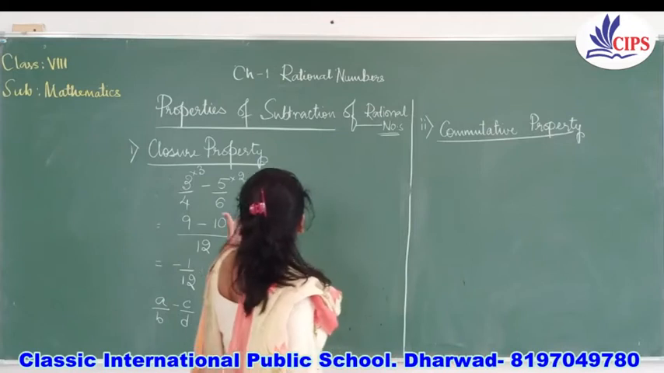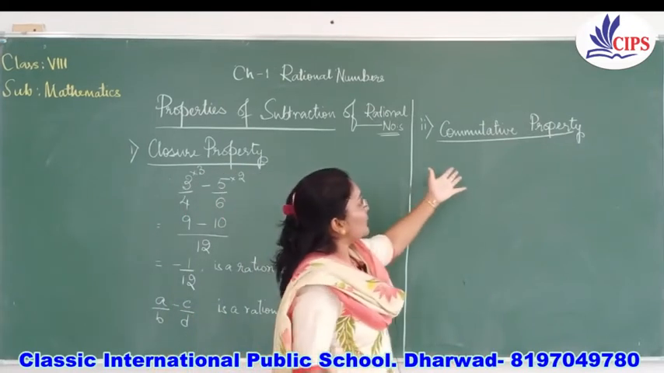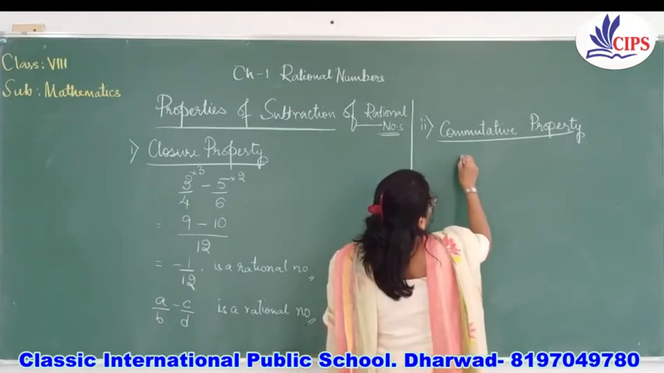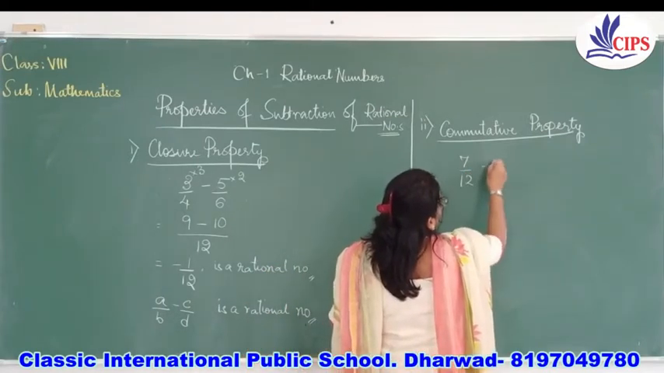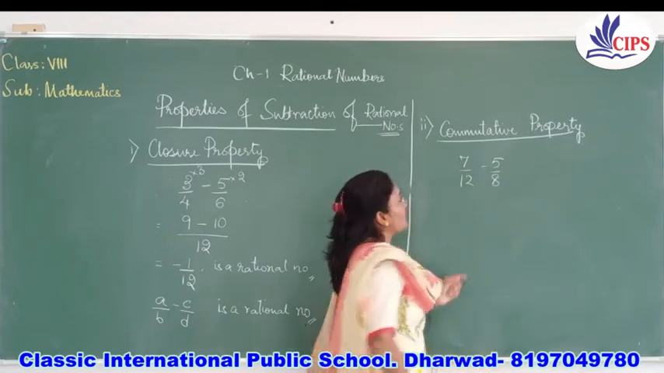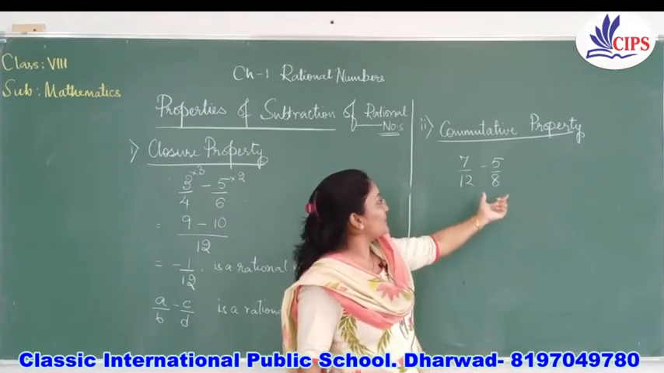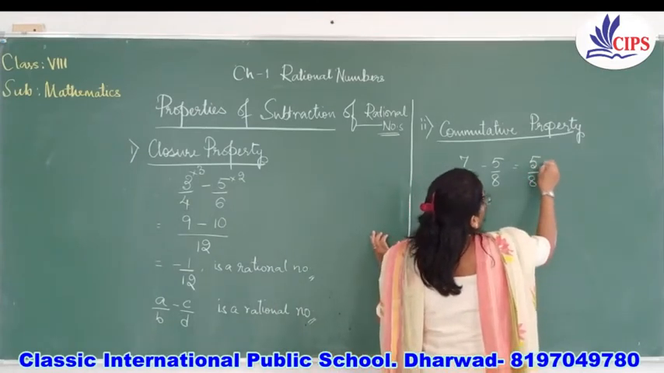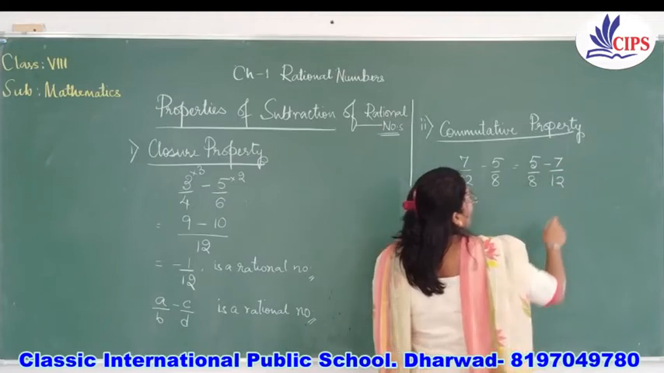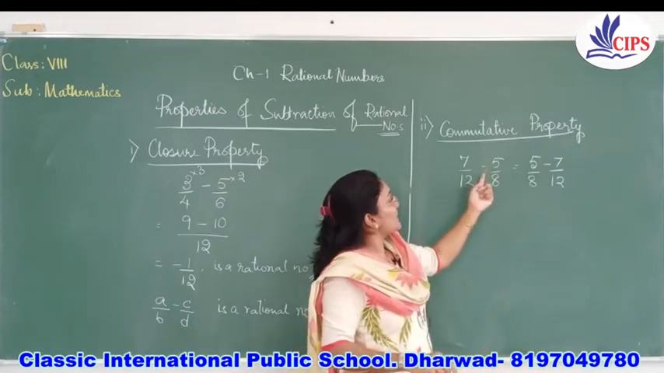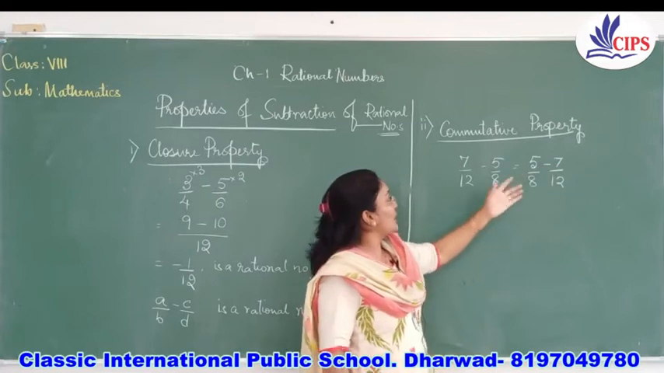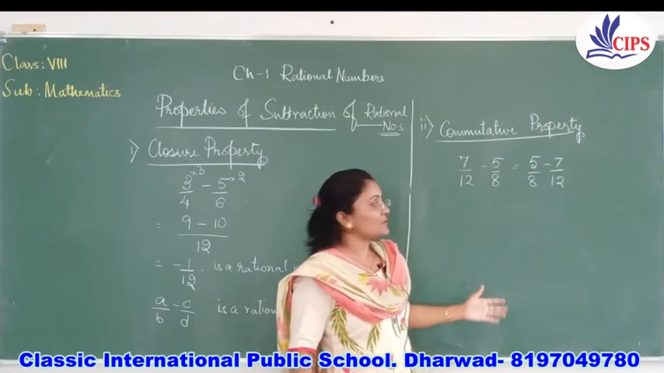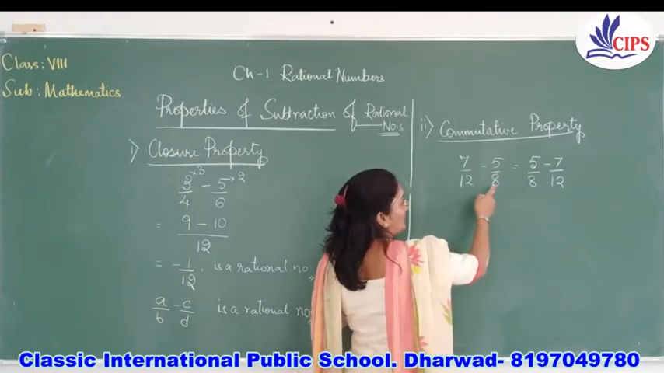In closure property we take only two numbers, and in commutative property we take two numbers but write them in the reverse order. So here I take two numbers, that is 7 by 12 and 5 by 8. I have subtracted 5 by 8 from 7 by 12, but in commutative property we do 5 by 8 minus 7 by 12. The same numbers are written in the reverse order, and as we are subtracting, I have put a minus sign between them. Now we solve it on both sides, LHS and RHS, and check whether we get the same answer. So now we have to take the LCM of 12 and 8.